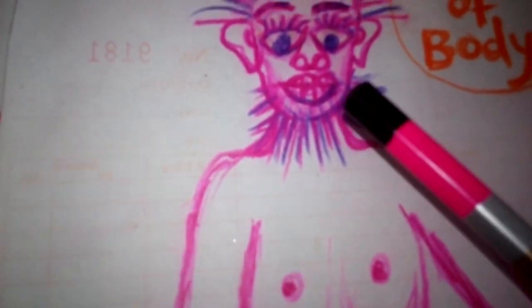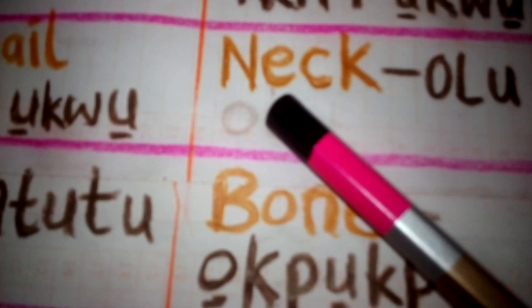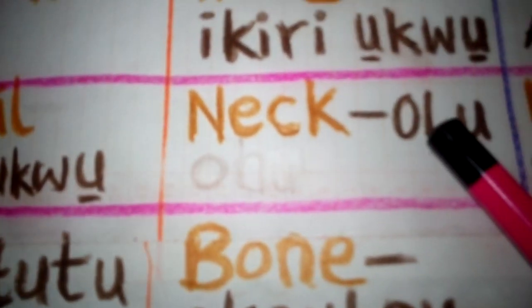Neck, olu. Olu is in between the head and the shoulder. This short place between the shoulder and the head is what we call neck, and it is olu in Igbo language.